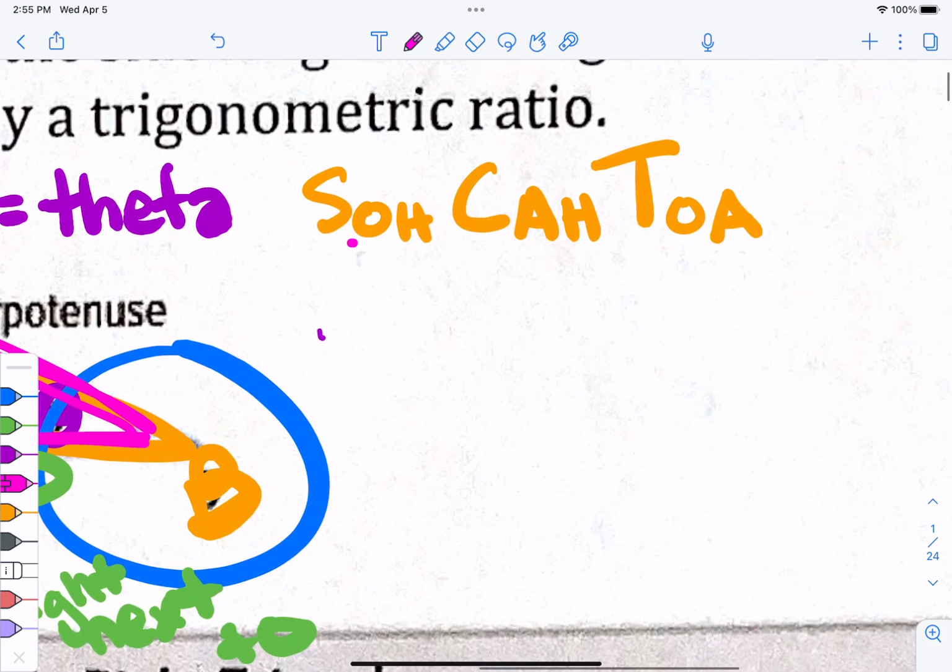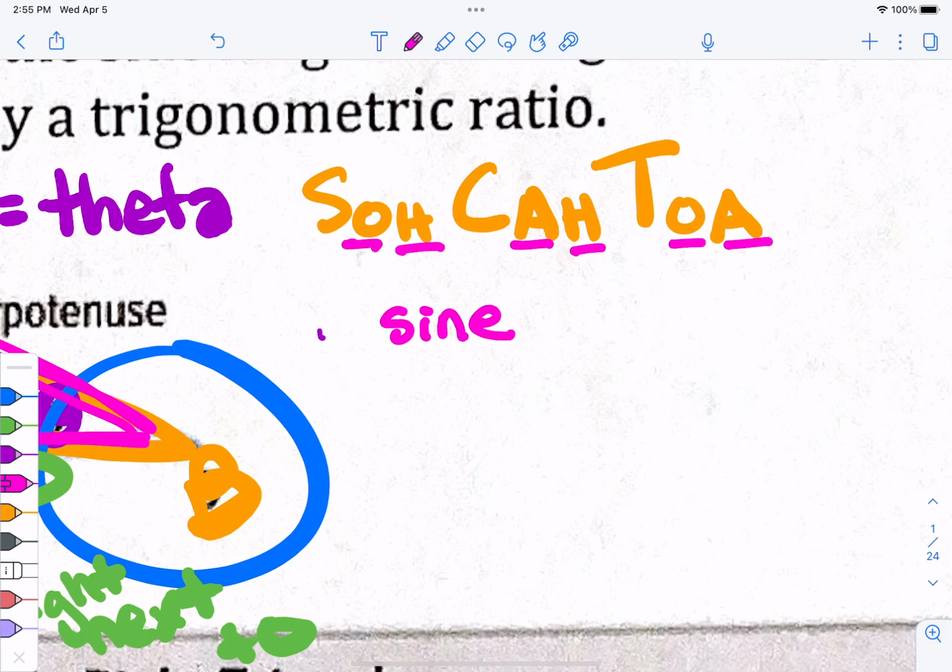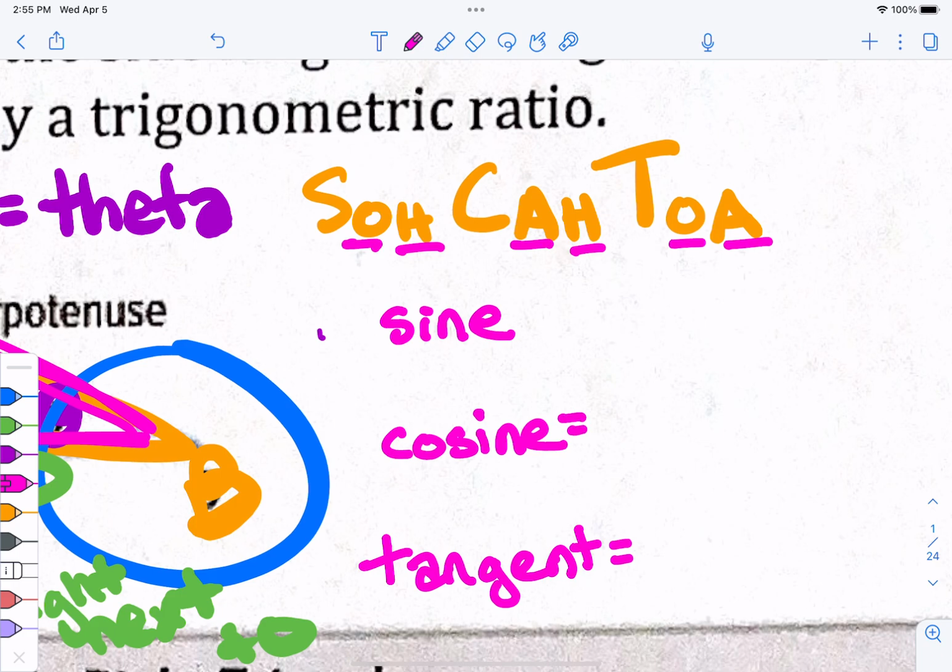That is where these letters come from in the SOHCAHTOA. Now, the capital letters S, C, and T. The S stands for sine, S-I-N-E. Write that down. The C stands for cosine, C-O-S-I-N-E, and the T stands for tangent. So sine, cosine, and tangent.